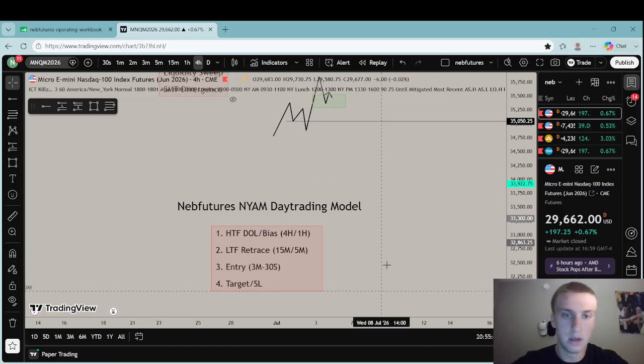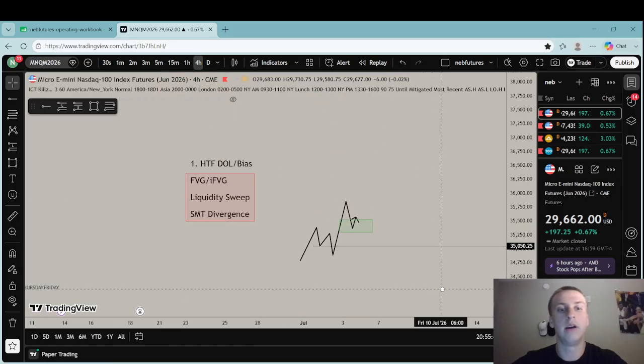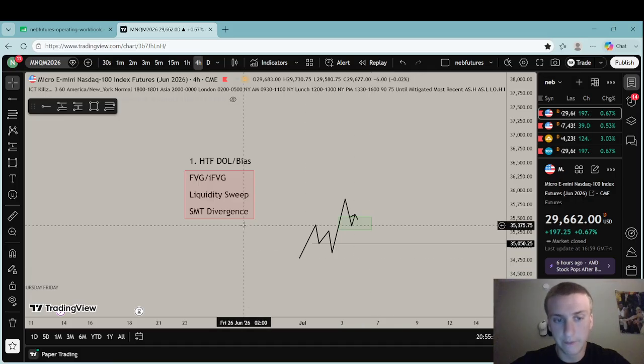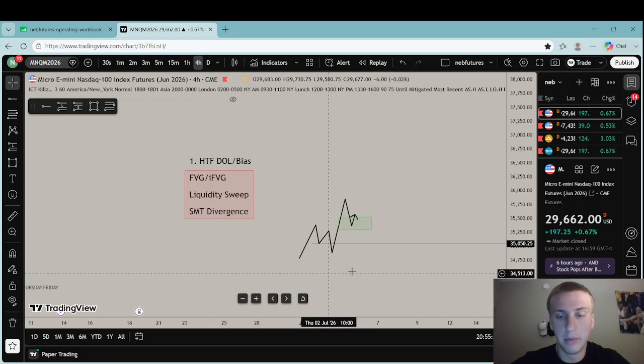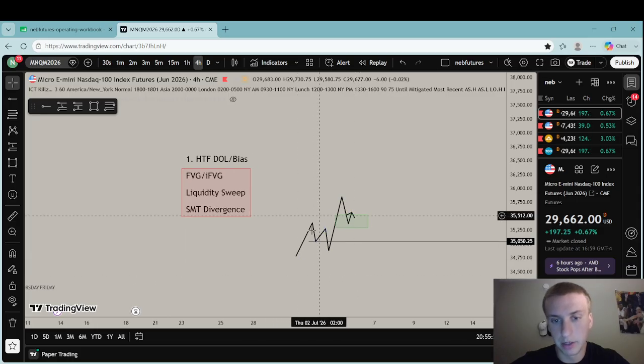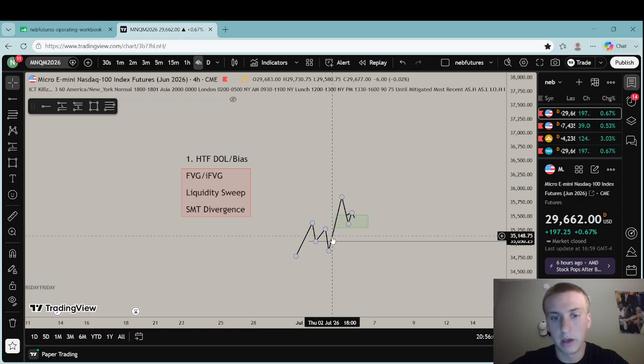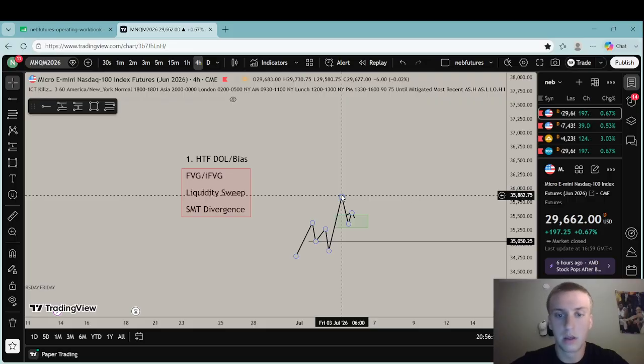Let's get into it. First thing, higher time frame, drawn liquidity, and bias. I'm not on the charts yet. First we're looking at whether we're in an uptrend or a downtrend. We're in a downtrend here. As soon as we close above this high, we're in an uptrend. Okay, close here, we're in an uptrend.